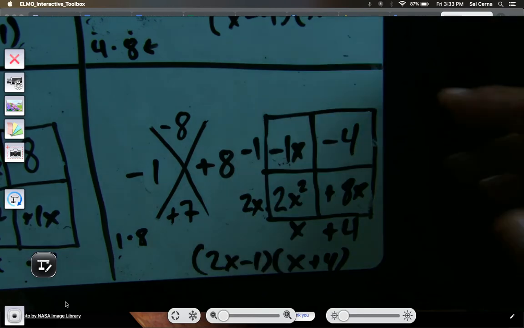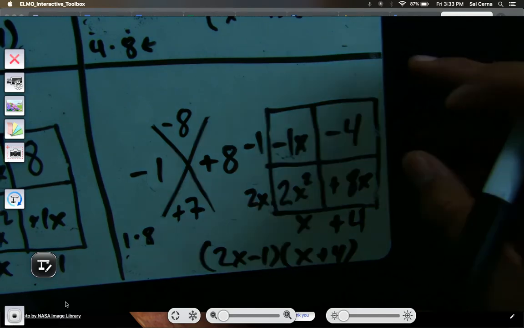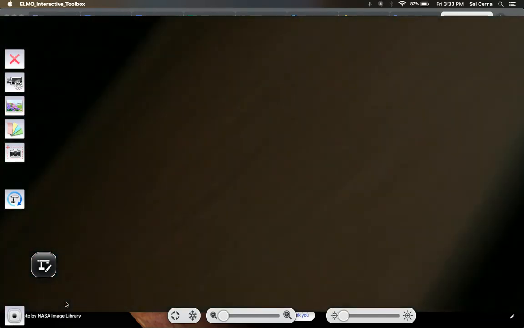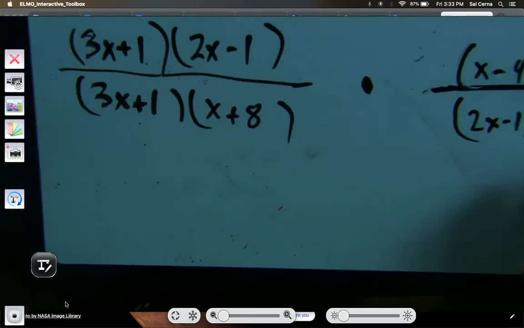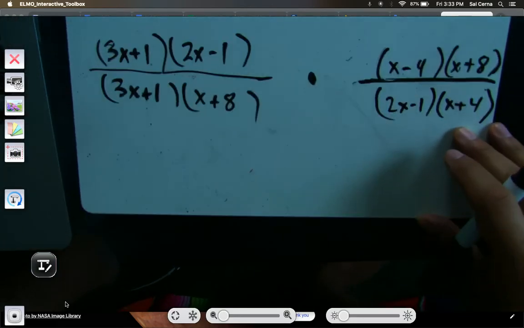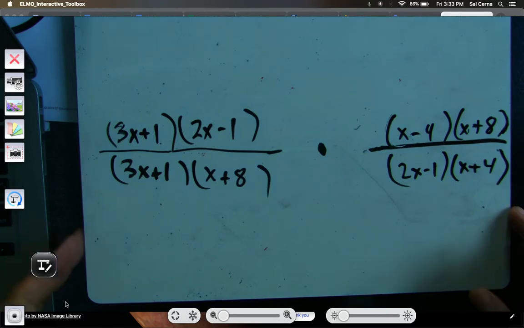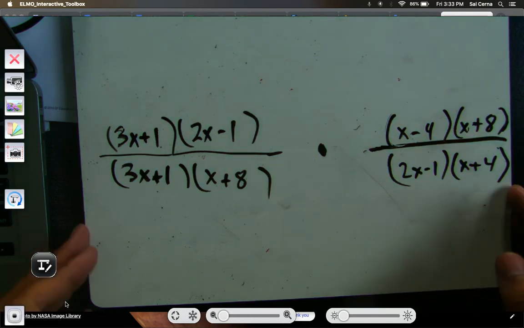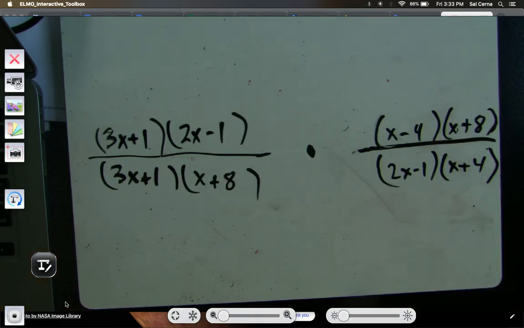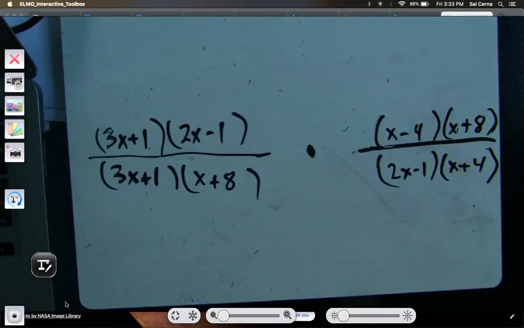Okay, so now that I have everything simplified, I'm going to take these products and write them into my next expression. Wow, a lot of work, huh? And it's going to look something like this. Now I'm going to zoom out and see what it looks like. There we go. Okay, so here are my rational expressions where I've taken each quadratic, factored it, and then rewrote my expression in the form of factors. So we went from this, ta-da, to this.